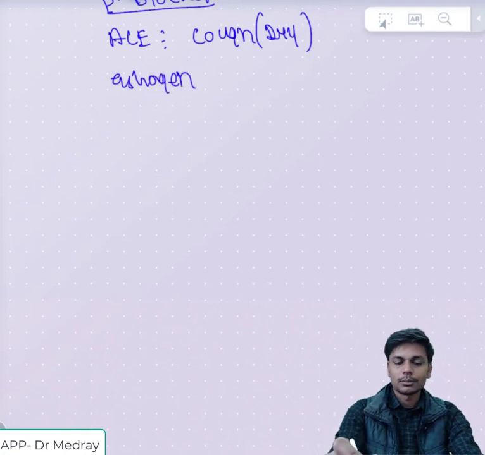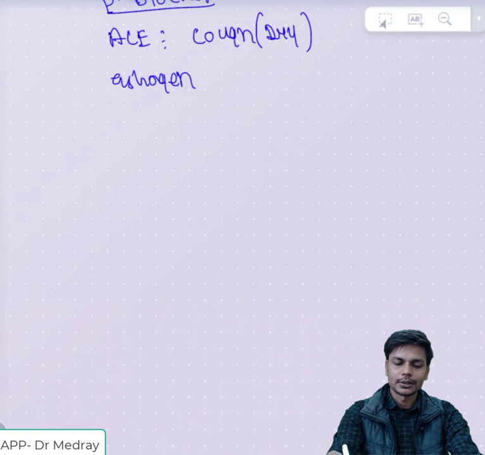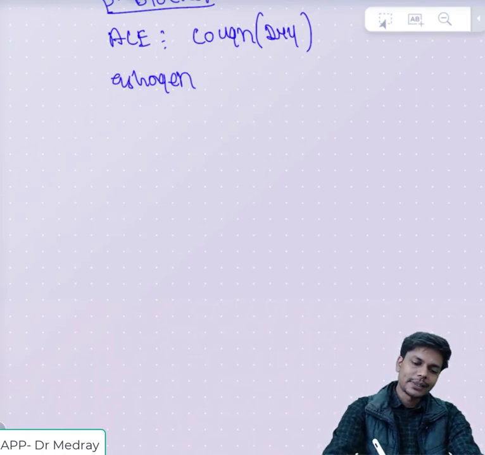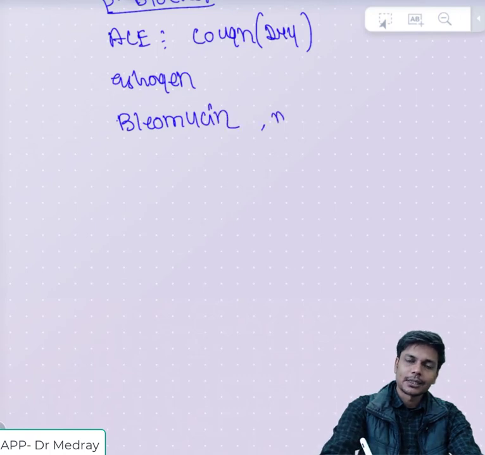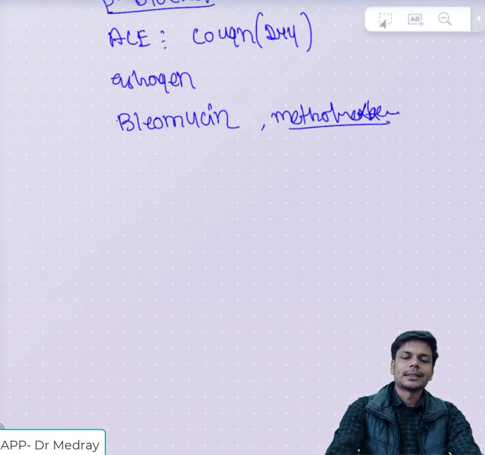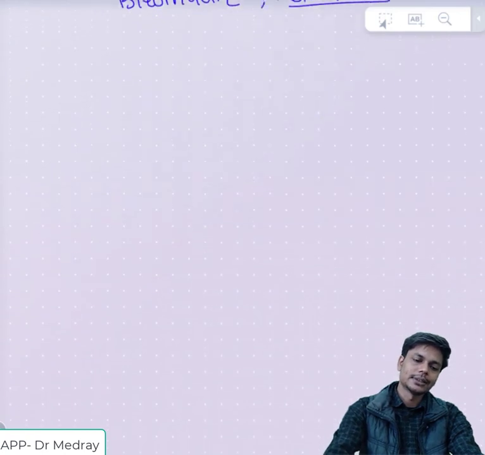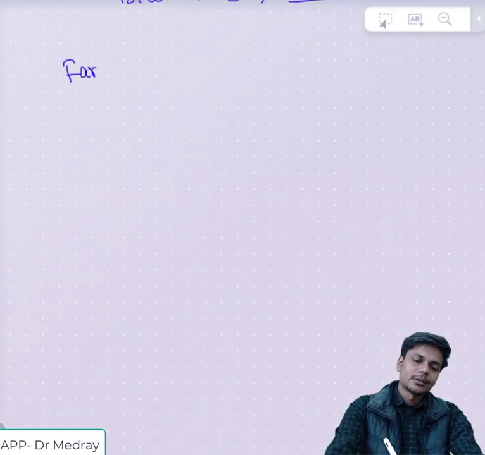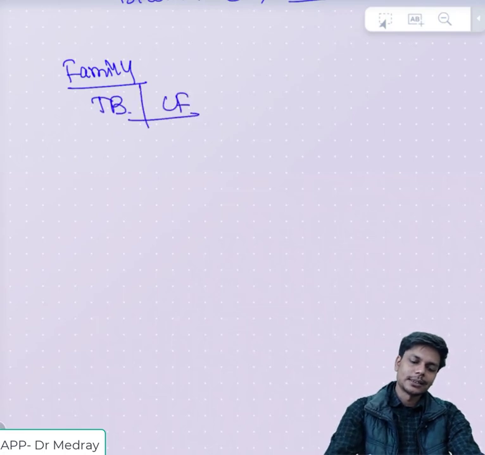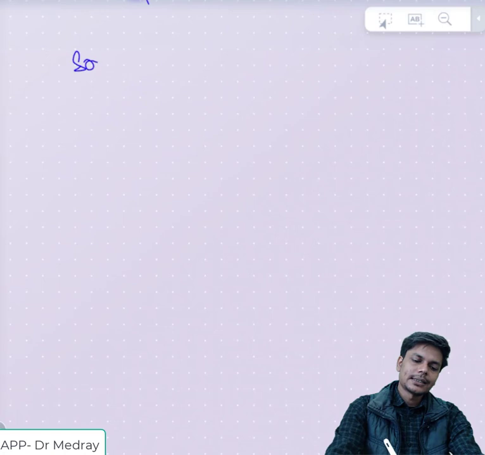Estrogen can cause thromboembolism. Antimetabolites like bleomycin and methotrexate can cause fibrosis, or pulmonary fibrosis. Family history of tuberculosis and family history of cystic fibrosis are important. Social history: what is important in social history is the history of smoking.